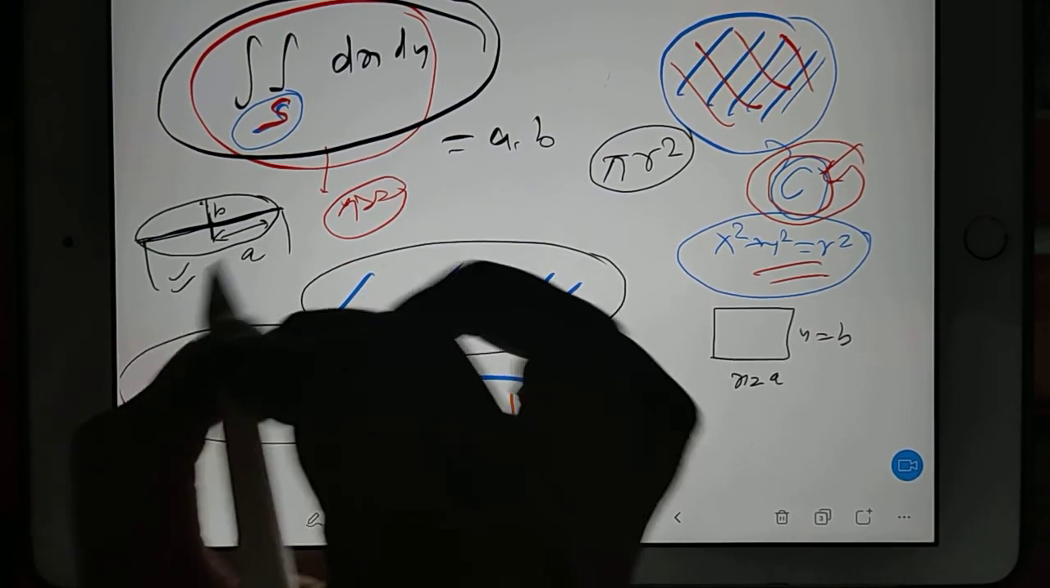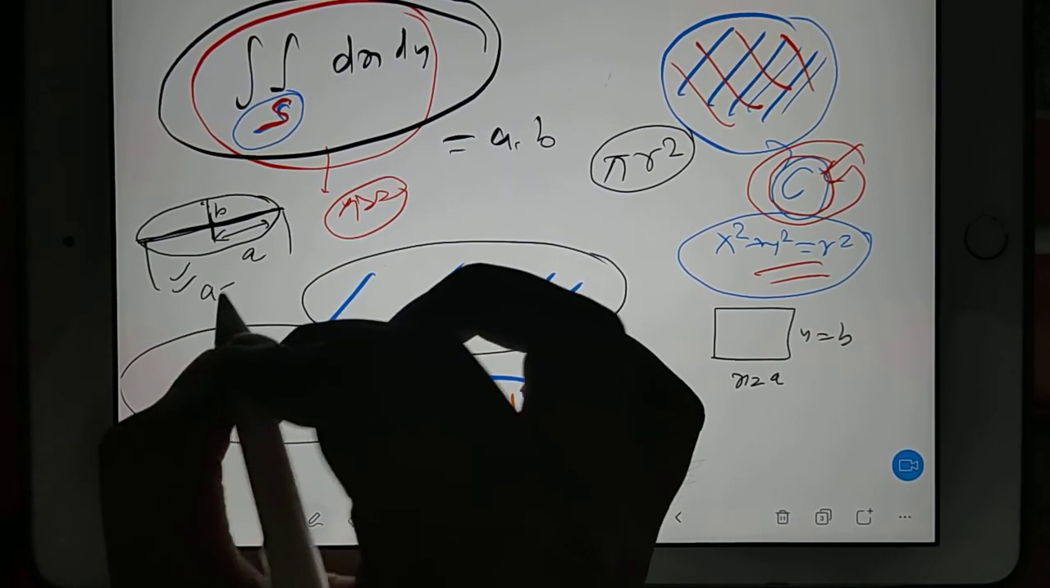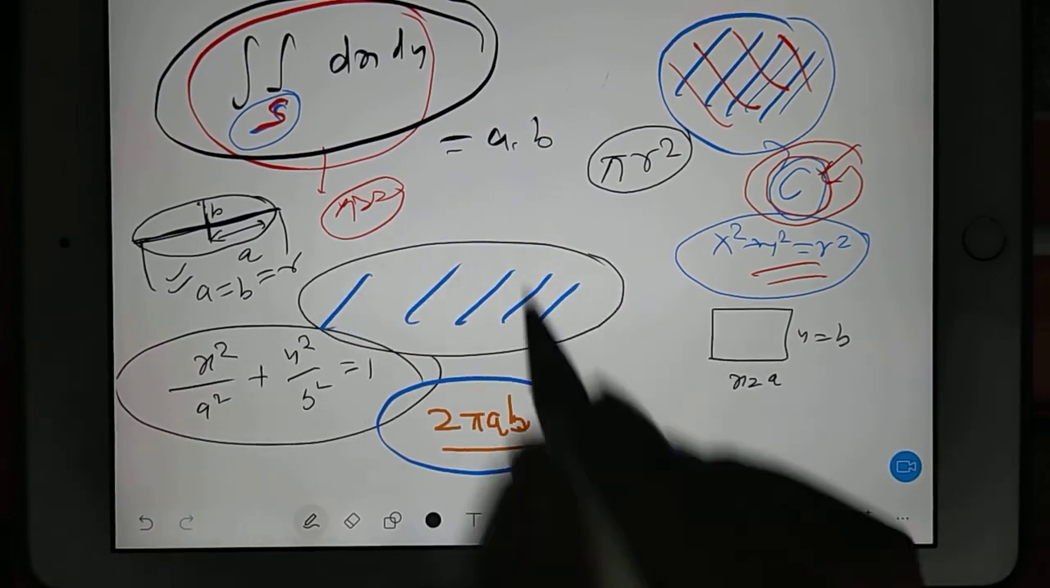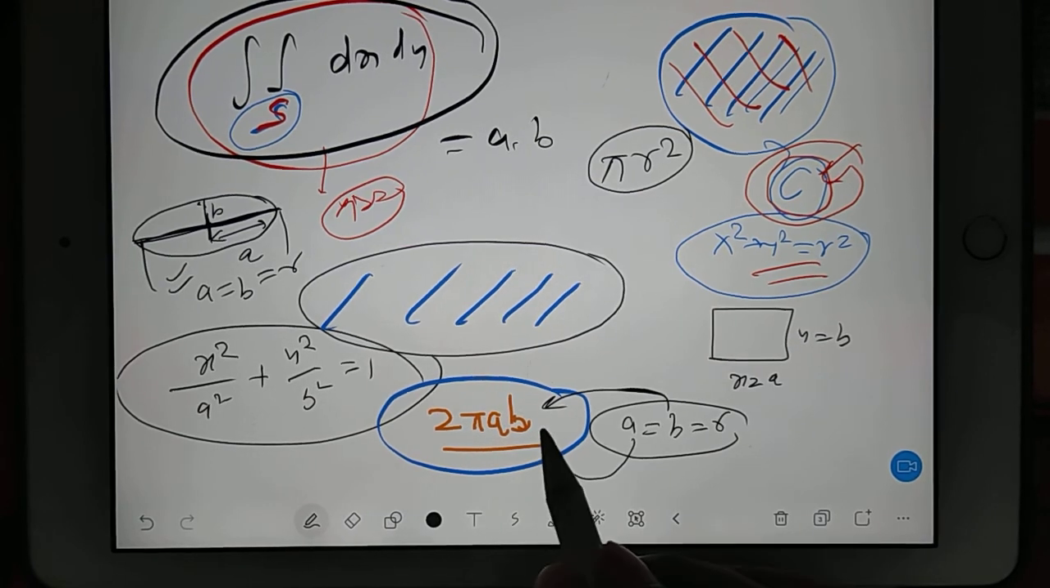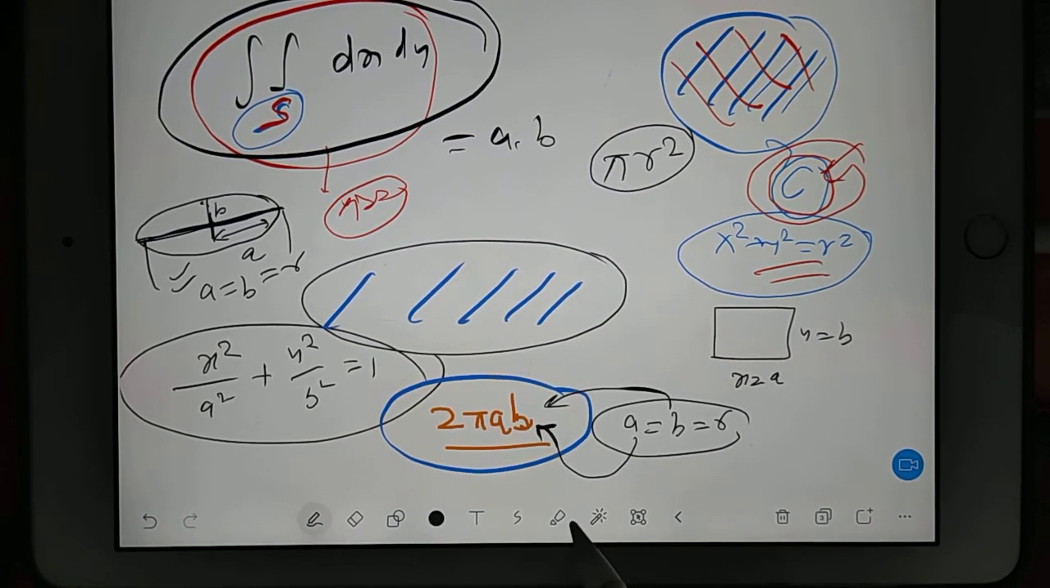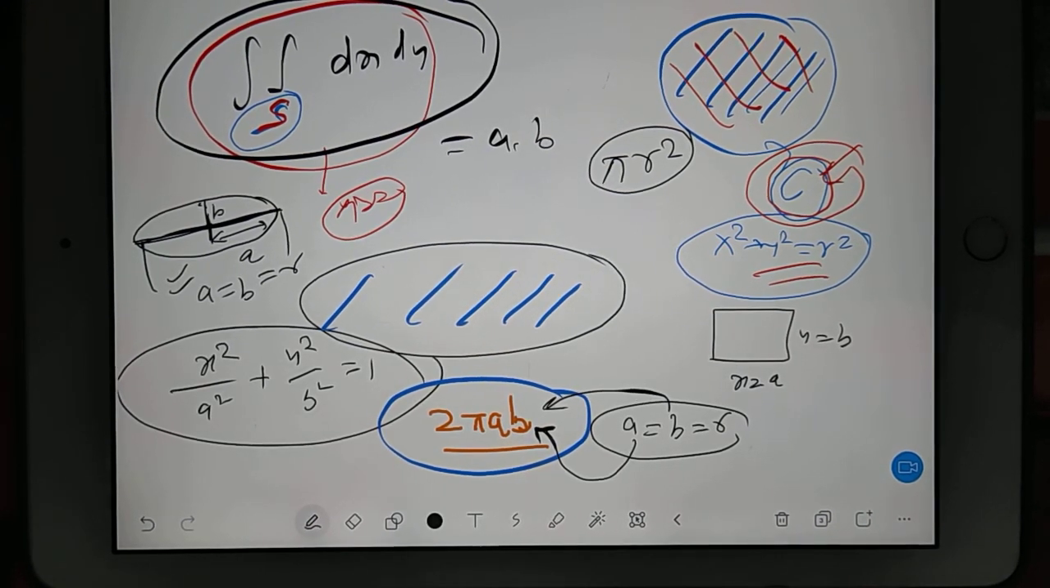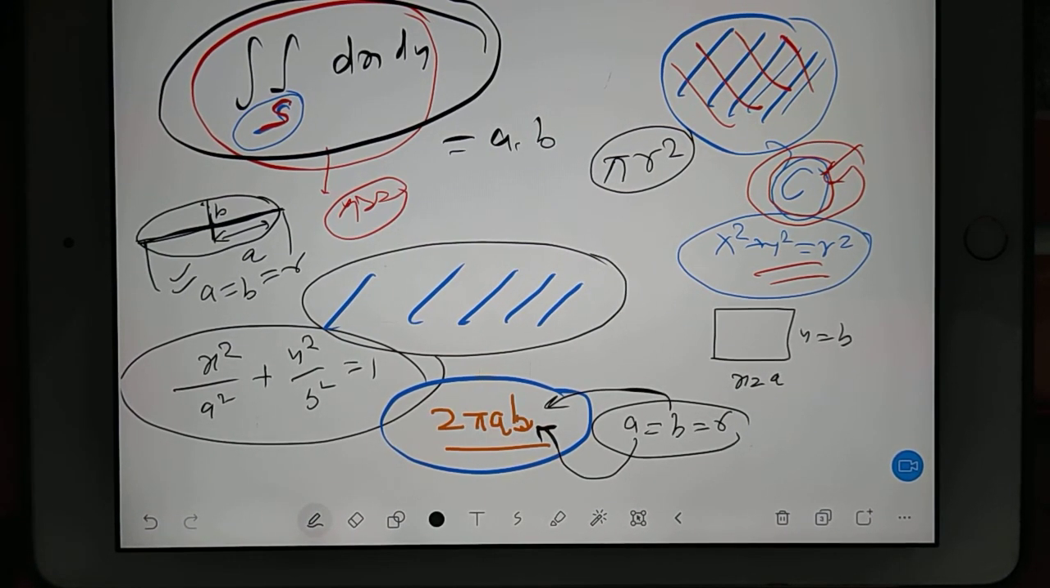So the same ellipse will convert into a circle if I give a is equal to b is equal to r. So in this formula, if you substitute a is equal to b is equal to r, will it give you the area of a circle? So one minor mistake is there. Can you judge your mistake? Very good. Very, very good.